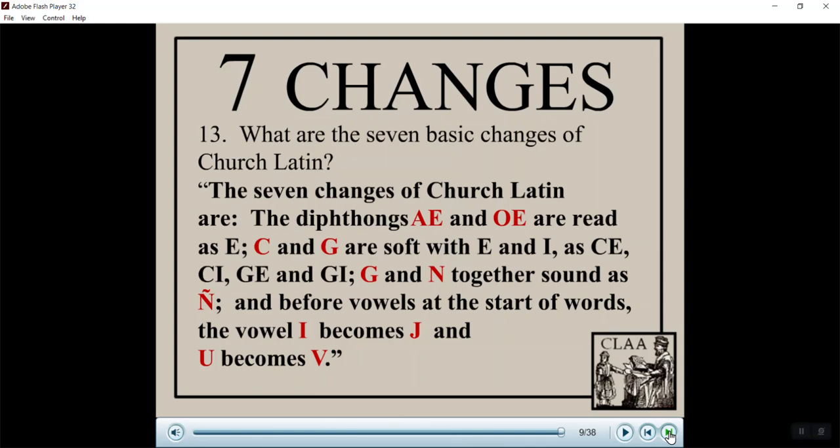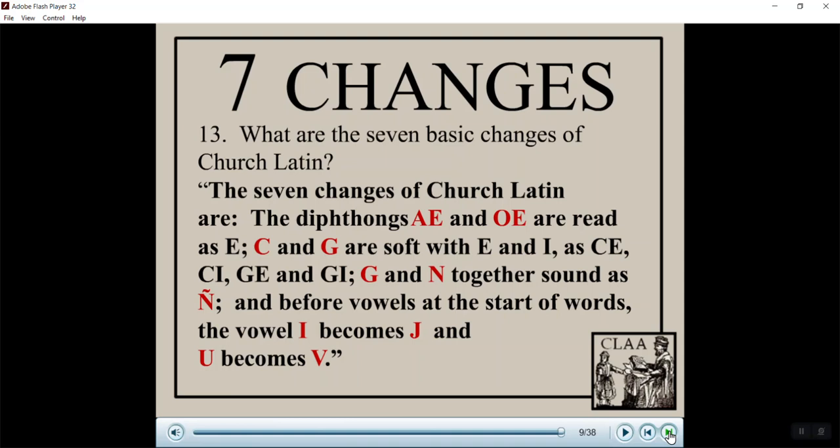What are the seven basic changes of Church Latin? The seven changes of Church Latin are: the diphthongs ae and oe are read as e. C and g are soft with e and i, as che, chi, je, and gi. Gn together sound as nye. And before vowels at the start of words, the vowel i becomes j, and u becomes v.